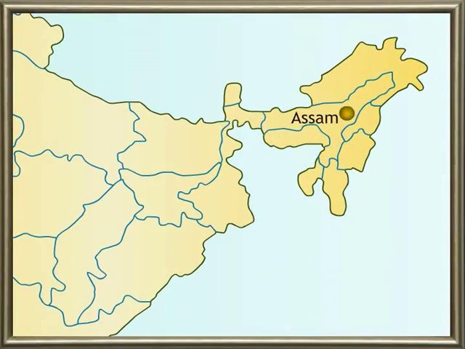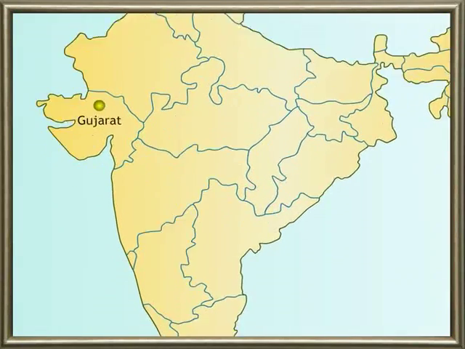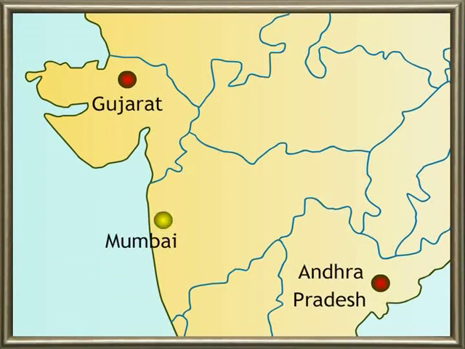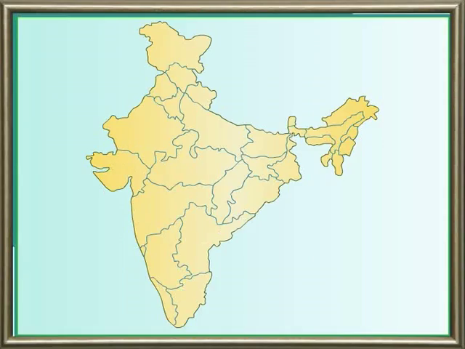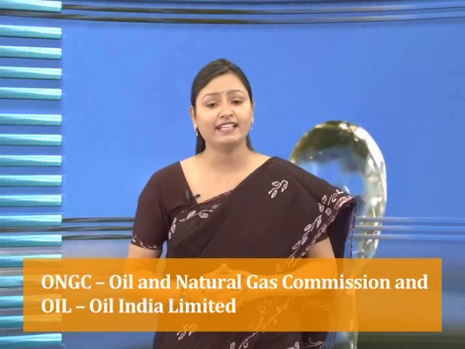Petroleum wells are found in various places of India. Petroleum wells in Assam have existed since 1867. Petroleum deposits were recently found in Gujarat, the Godavari Basin in Andhra Pradesh, and the Arabian Sea near Mumbai. Refineries are set up in Mumbai, Chennai, Mathura, Guwahati, Haldia, Cochin, Koyali, Vizag, Barauni, and Digboy. The production of petroleum in India is monitored by ONGC, the Oil and Natural Gas Commission, and OIL, which is Oil India Limited.